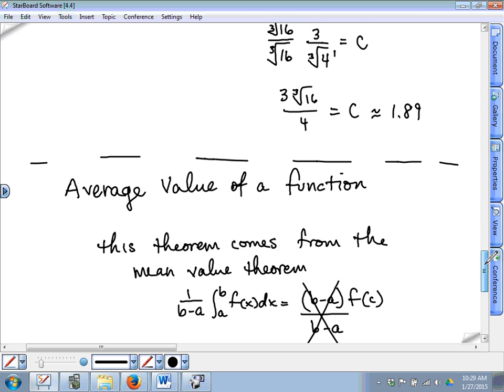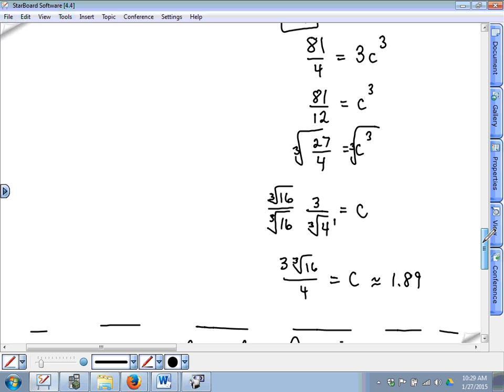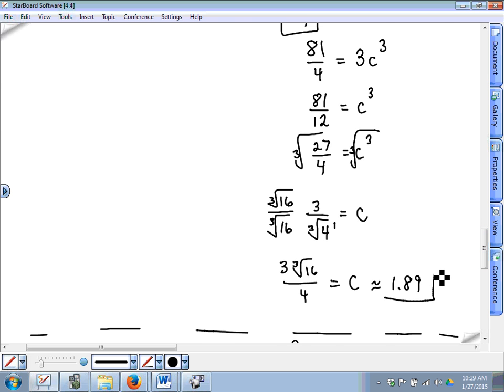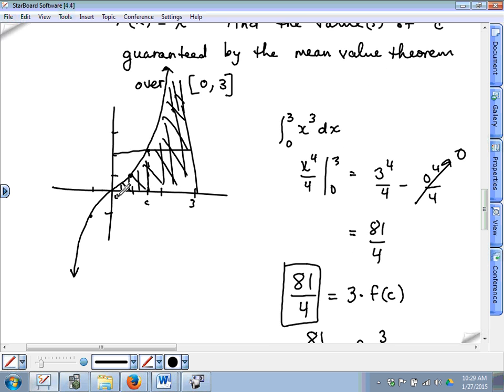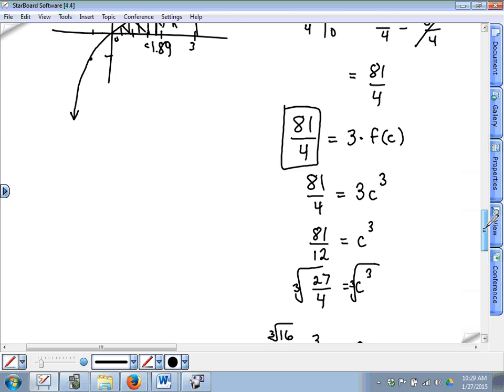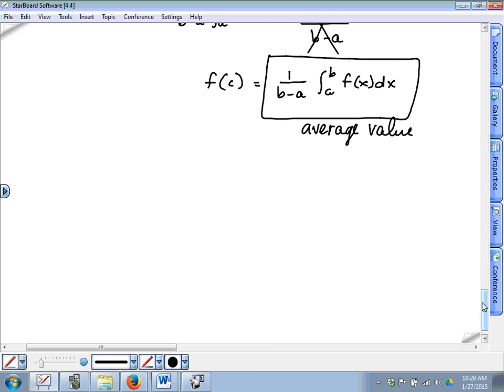So for example, on that last problem we were working on, we figured out about 1.89. So 1.89, that's about right here, on the function itself. Whatever this value is on the function, that's the average value of that function between the given interval. That's from a to b, yep.